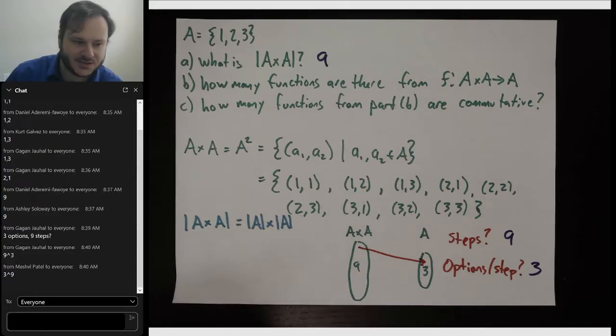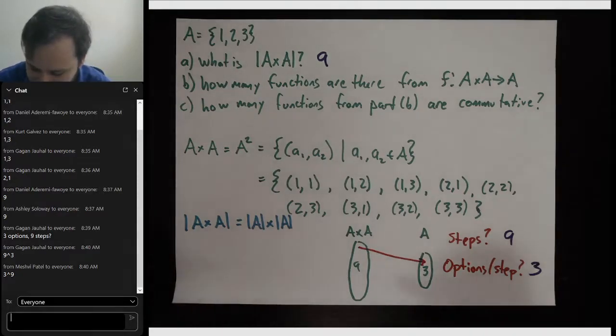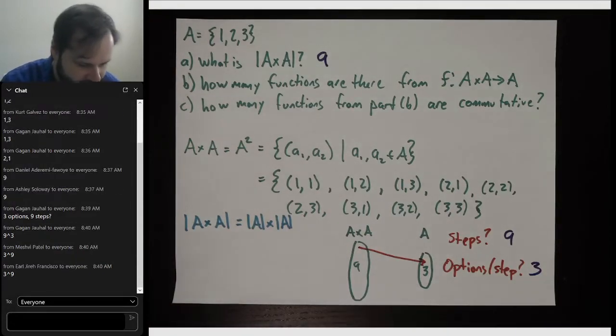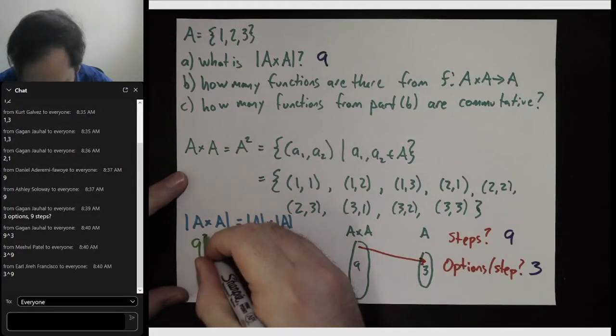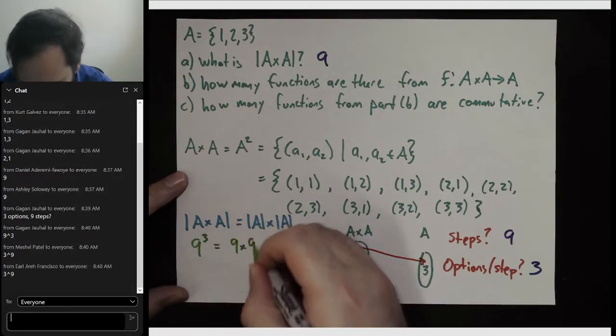It's definitely one of these 2 numbers. It's definitely either 9 to the 3 or 3 to the 9. So let's see, 9 to the 3. Let's look at both of these and try and work out which one we want. 9 to the 3 is 9 times 9 times 9.